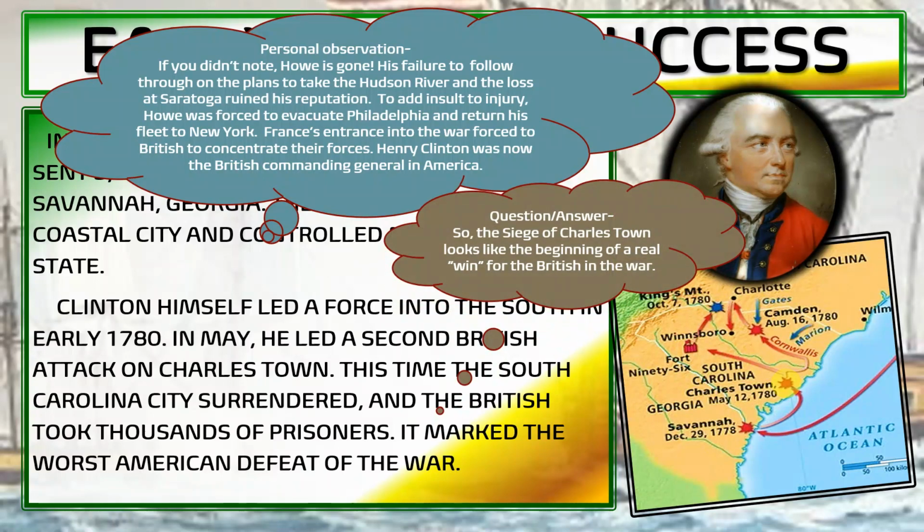Question and answer. So the siege of Charlestown looks like the beginning of a real win for the British in the war. It seems like you take Charlestown, a major port city, right? Kind of like New York City. And they tried to take that in the South, and this looks really good for them.